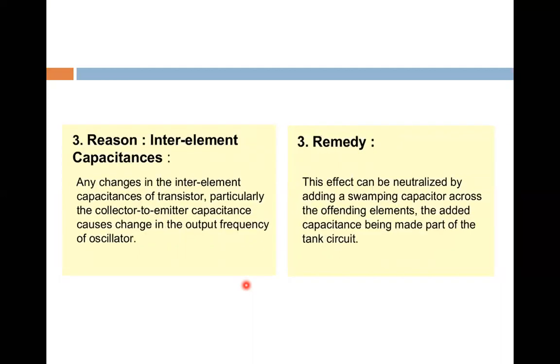The third one, inter-element capacitance. Any changes in the inter-element capacitance of a transistor, particularly the collector to emitter capacitance, cause a change in the output frequency of the oscillator. And for that, the remedy is that this effect can be neutralized by adding a swamping capacitor across the offending element, the added capacitance being made part of the tank circuit.